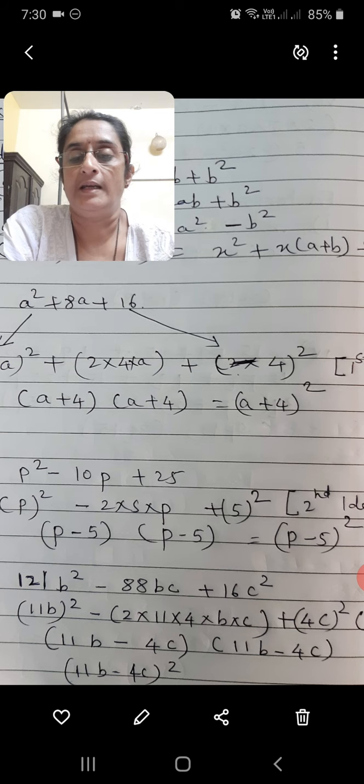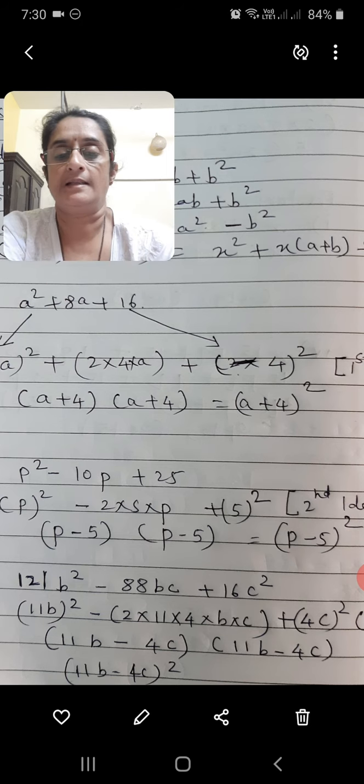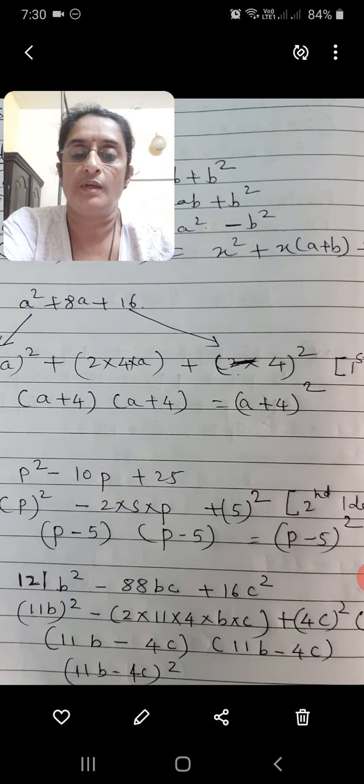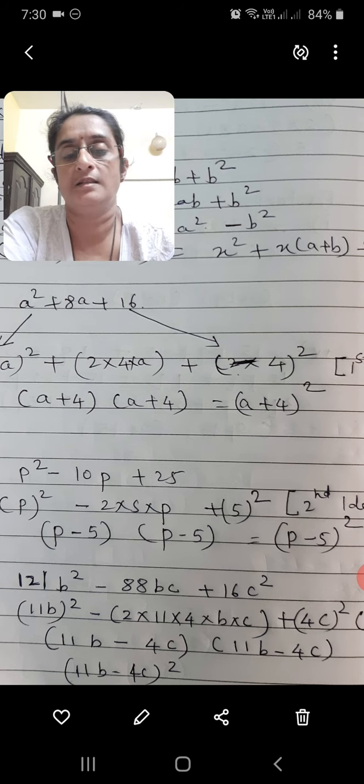So 121b square minus 88bc plus 16c square. Now let us see 121b square. 121's root is 11 and b square root is b. So 121b square is a perfect square of 11b. Now 16c square, that is the last term. 16 root is 4 and c square root is c. So 16c square is 4c square.